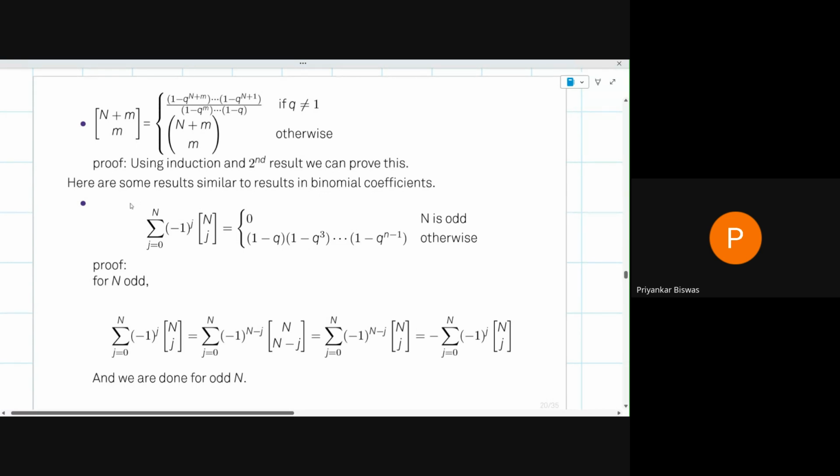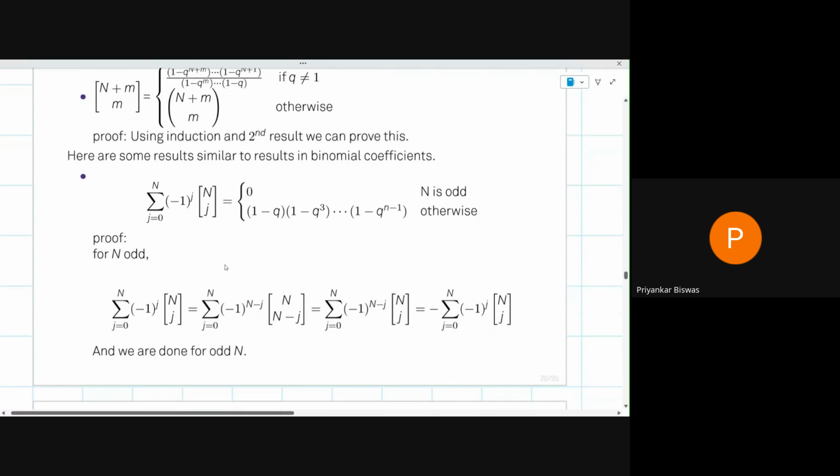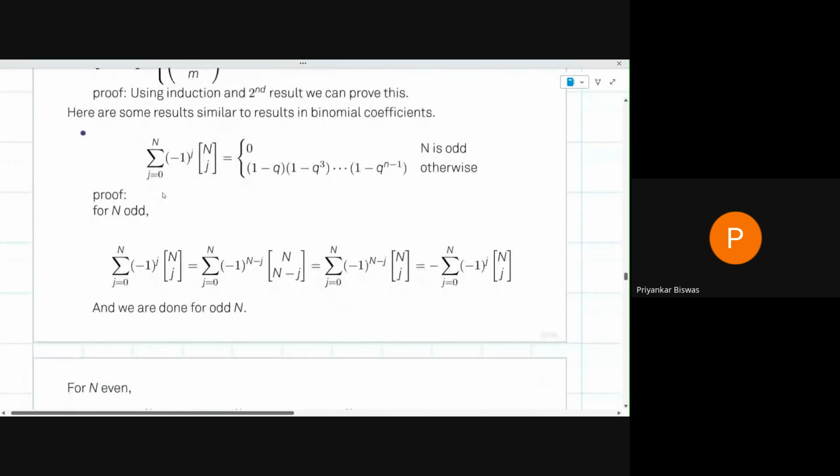There are also some similar results with binomial coefficients, and I don't have much time to say about this, so I'll go through this rapidly. You can check these things in the notes which I have sent you.